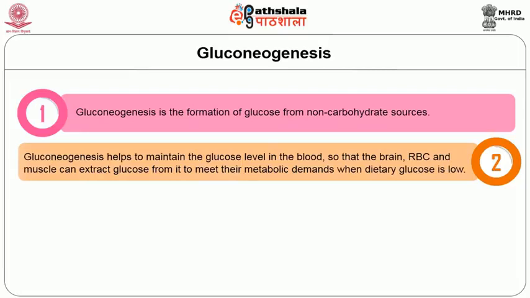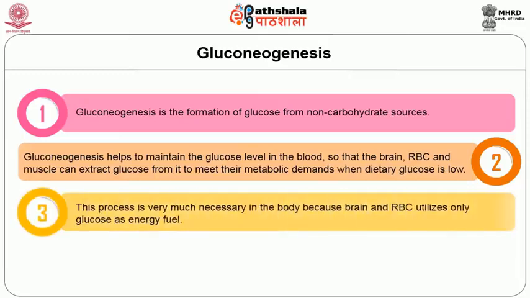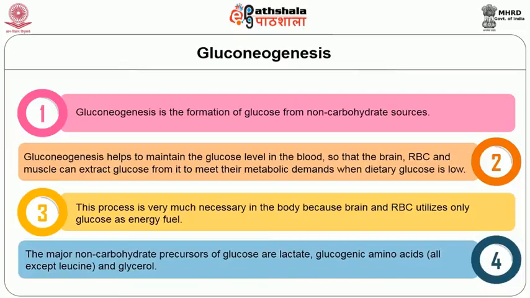Gluconeogenesis helps to maintain the glucose level in the blood so that the brain, RBC and muscle can extract glucose from it to meet their metabolic demands when dietary glucose is low. This process is very much necessary in the body because brain and RBC utilize only glucose as energy fuel. The major non-carbohydrate precursors of glucose are lactate, glucogenic amino acids and glycerol.